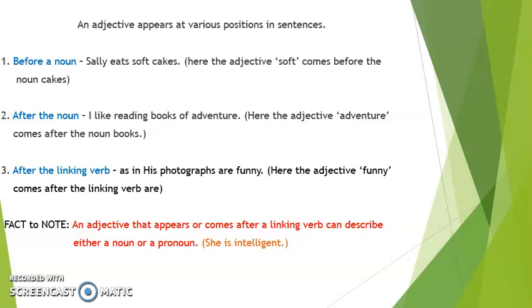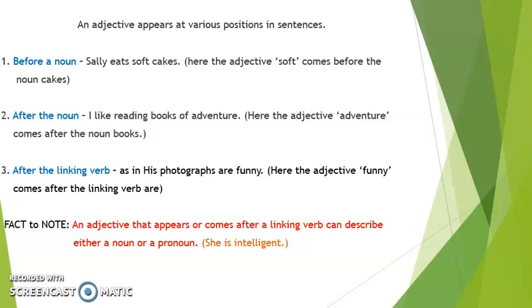Then it can be placed after the noun. I like reading books of adventure. Here, adventure is the adjective, the word that gives us more information about the noun book. What kind of book? That's not fiction, but rather adventures, books of adventure. They are not love stories, but rather books of adventure. So here, the adjective adventure comes after the noun books.